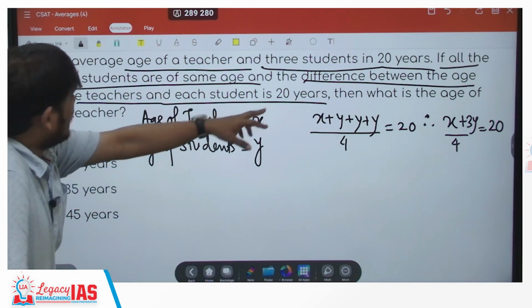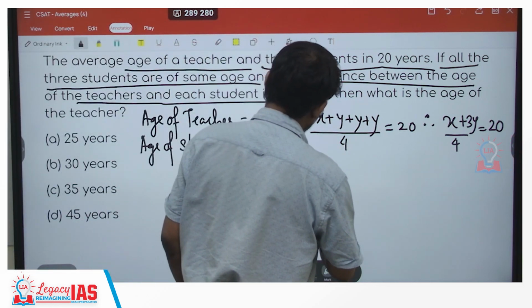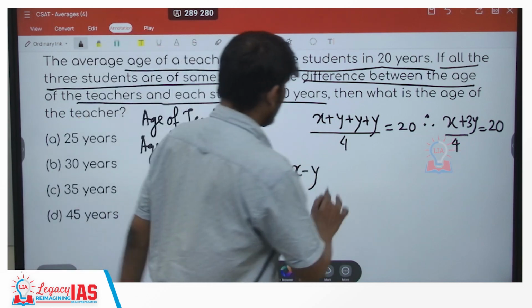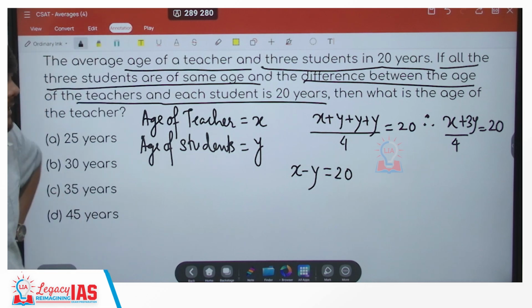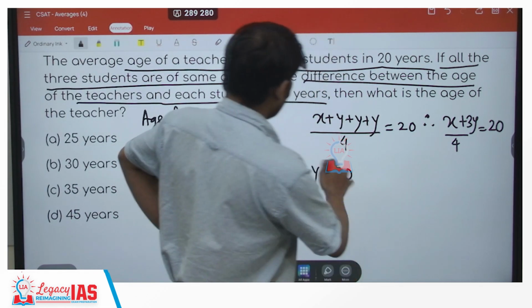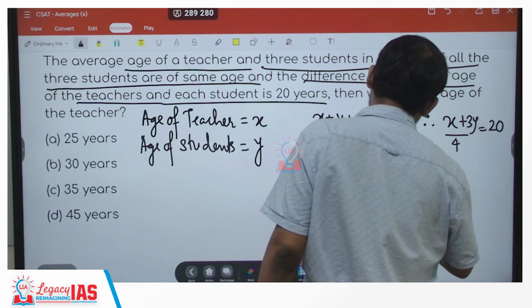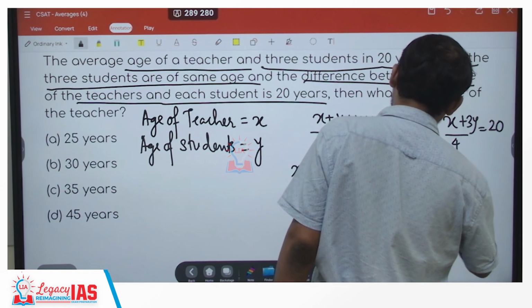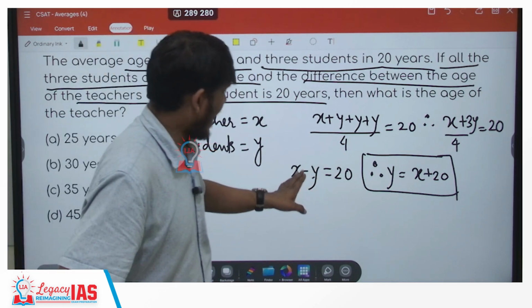Now, the difference between the age of the teacher and each student is 20 years. So, if teacher's age is X, student's age is Y, then difference means X minus Y is how much? X minus Y is 20. Right? X minus Y is 20. Okay. Now, since X minus Y is 20, therefore, Y equals how much? X plus 20. I hope this is clear.